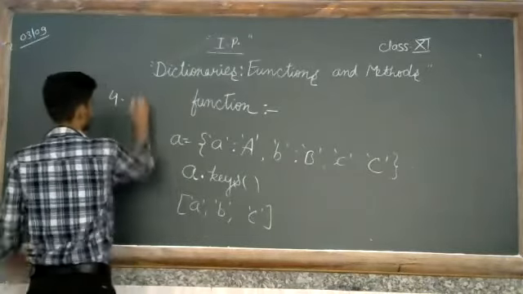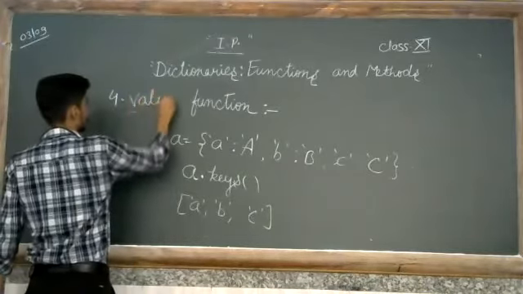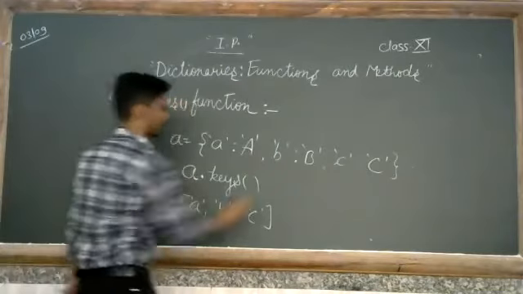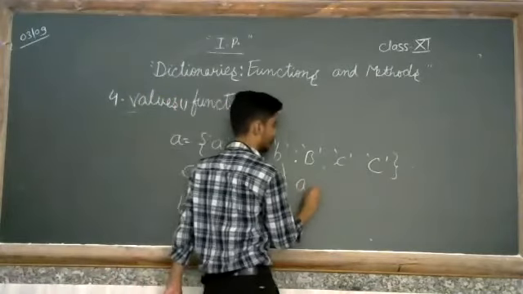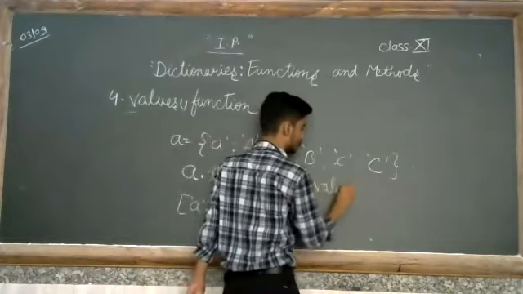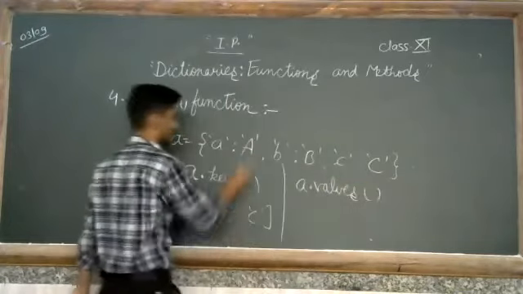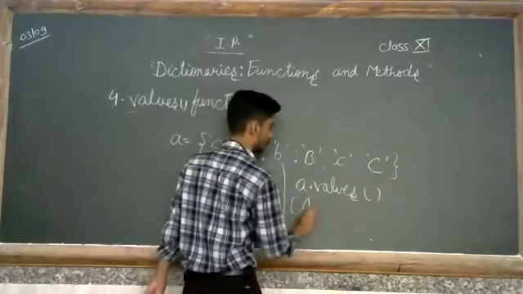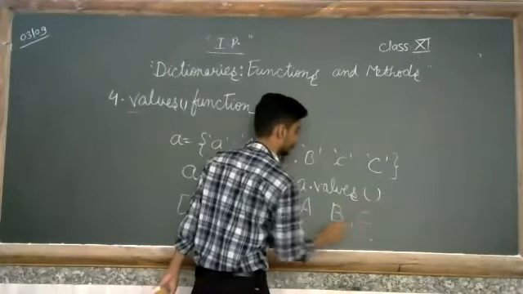If I will use values function, a dot values, then it will return A, B, and C.